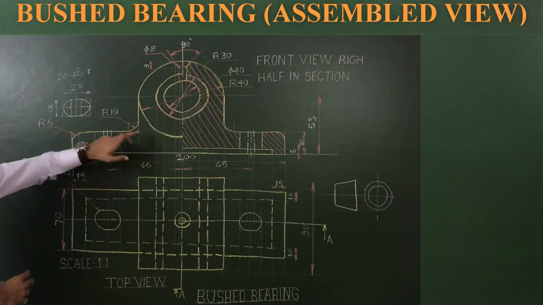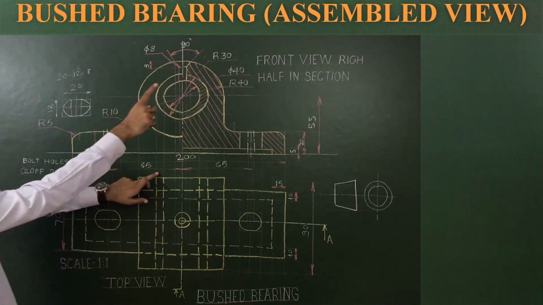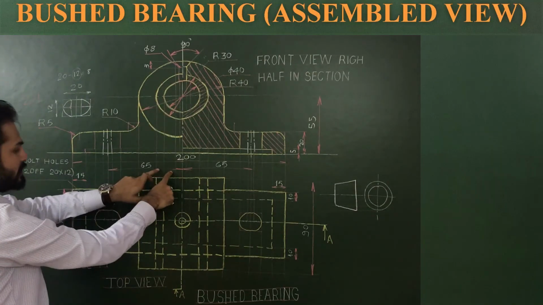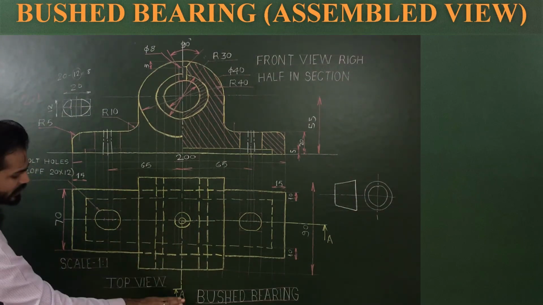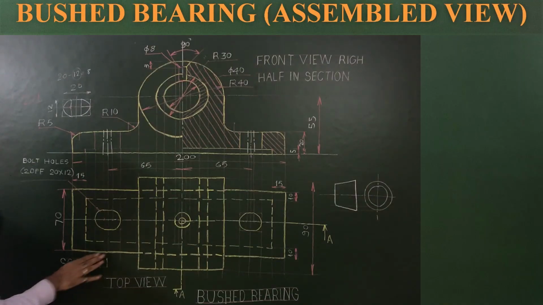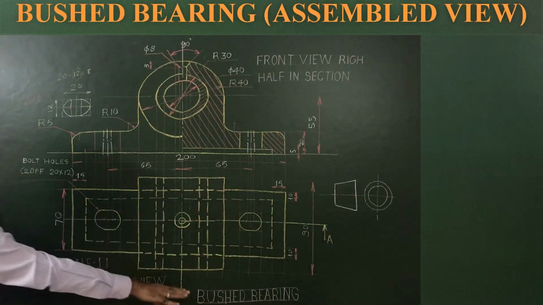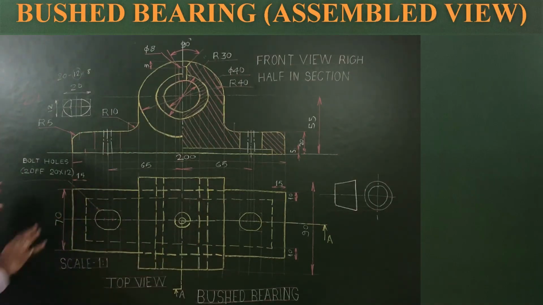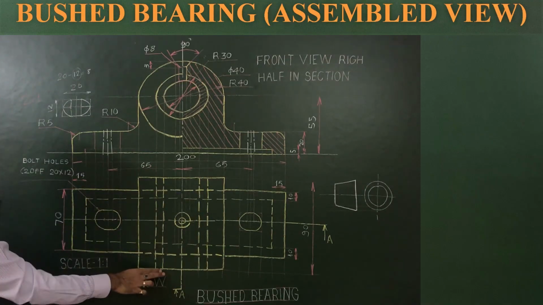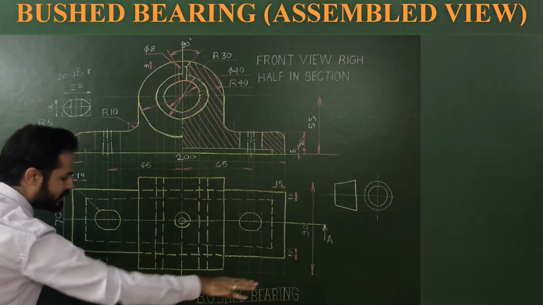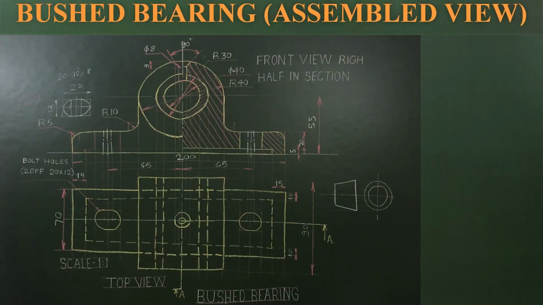For labeling or naming, just below the front view, write the heading front view, right half in section, then below the top view, the heading of the top view, then scale, symbol and projection symbol, and then the overall heading, assembled view of bush bearing. I don't have enough space here, so somehow I managed.